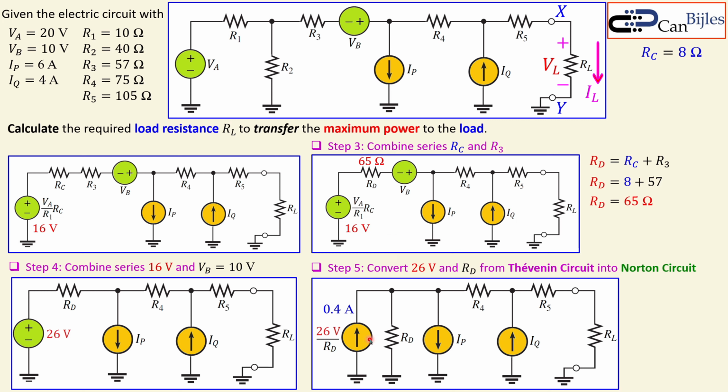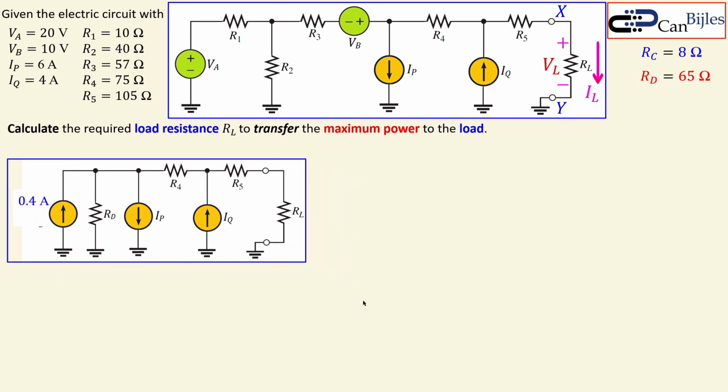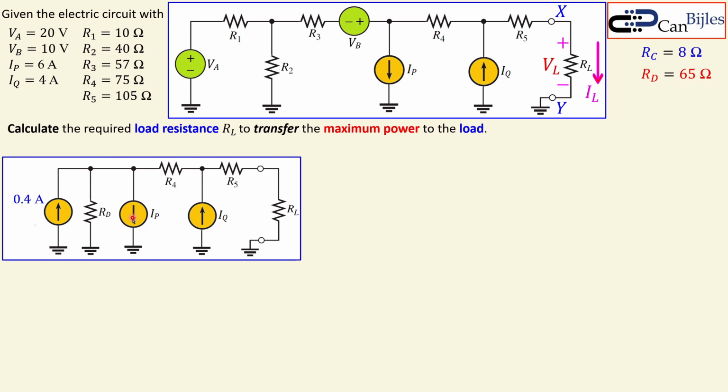So now I will combine these two, the IP and the 0.4 amps source, which are going up. But now we need to be careful because this source is going down, which is now a combination of 0.4 amps and 6 amps.